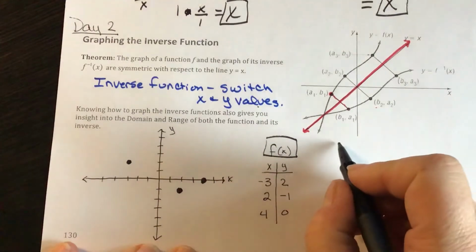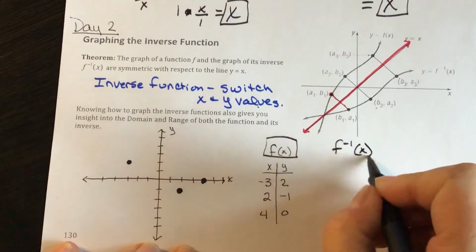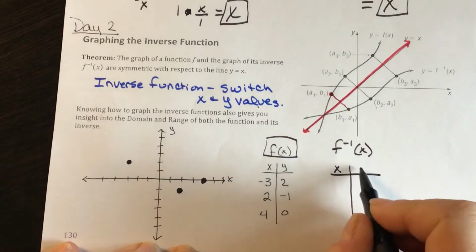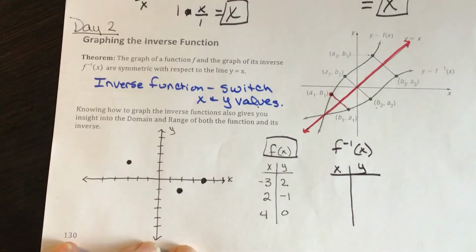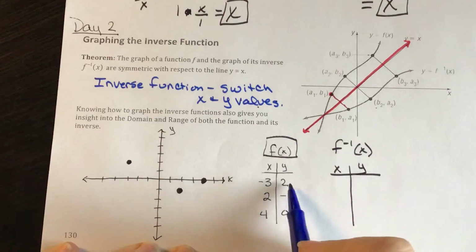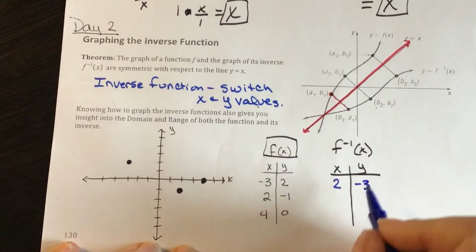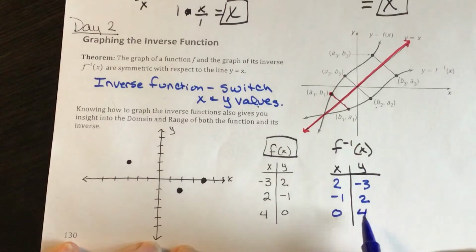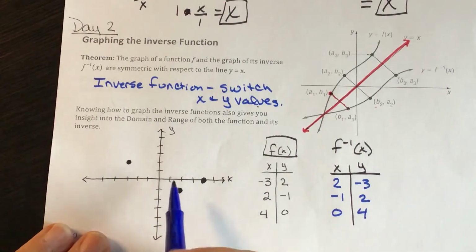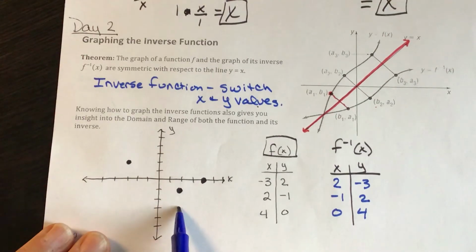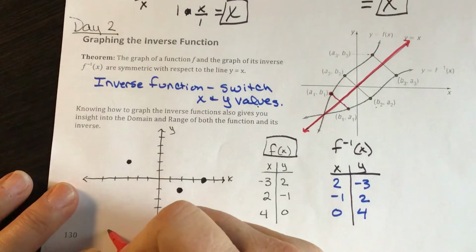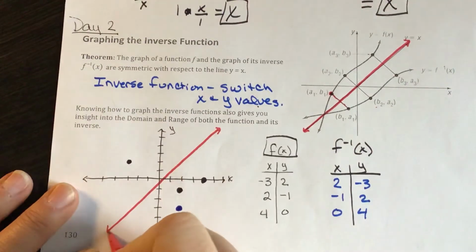Now if I wanted to graph the inverse function of x, what I'm going to do is just reverse those values. So the inverse function of this point would be 2, -3, and the coordinates of this point would be -1, 2, and then 0, 4. And if I graph those points, over 2 down 3 is about right here. And if I were to, let's draw in the line y equals x, just that diagonal line here.